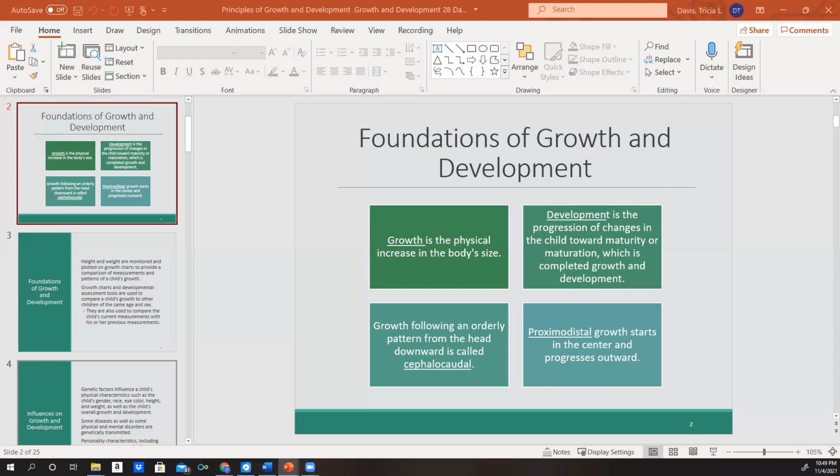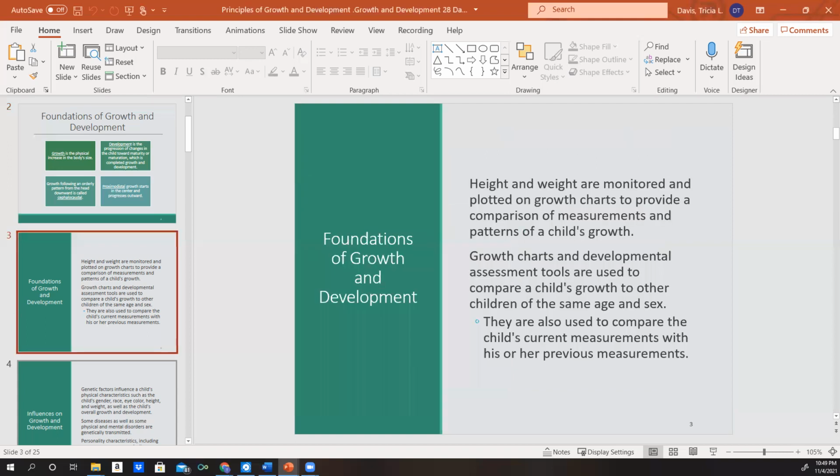The growth of the child does usually follow an orderly pattern. It starts with the head and then it moves downwards, which is referred to as cephalocaudal. And growth also proceeds in a pattern referred to as proximodistal, which is the definition that growth will start in the center and progress towards the periphery, or the outside. And if you look in your book, there's a great picture that shows you exactly just that, the ways that we see the child grow.